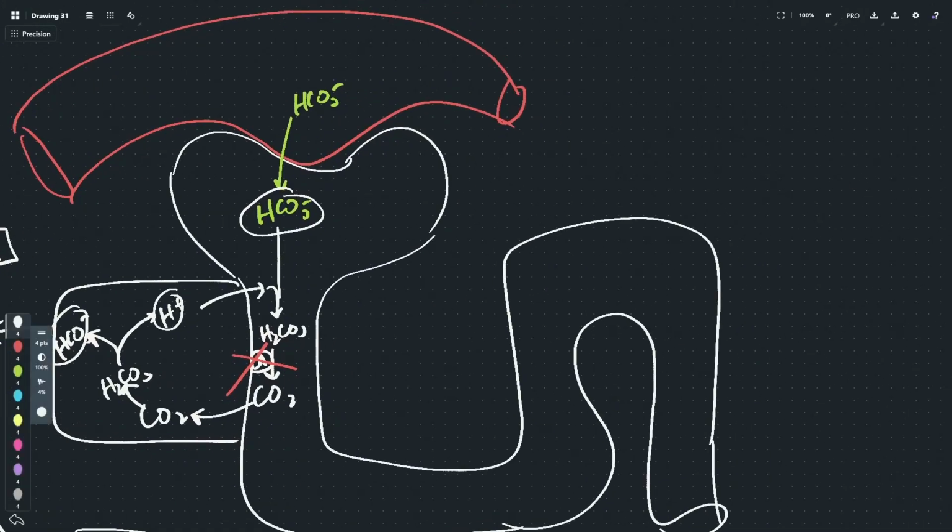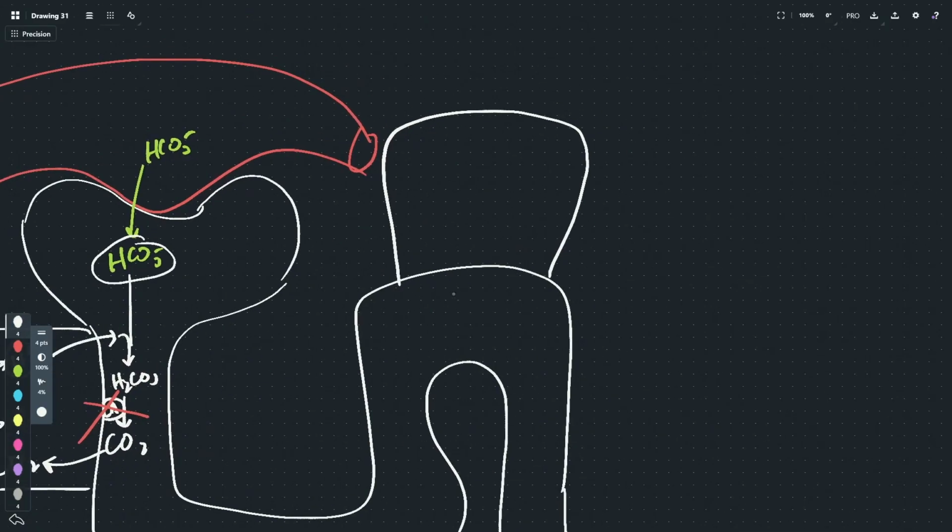Another thing is that here we have the distal convoluted tubule, and in the collecting tubules and collecting ducts as well, here we have the secretory H positive pump. It is called proton H positive ATPase. So this pump actually utilizes ATP to secrete H positive in the tubular fluid, and it is very efficient.